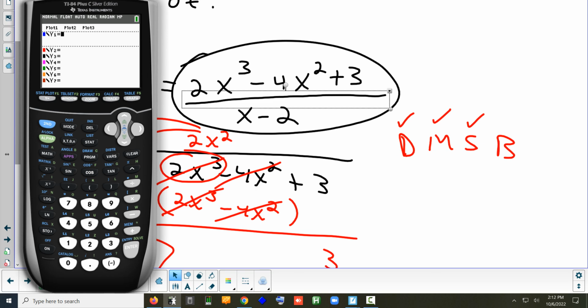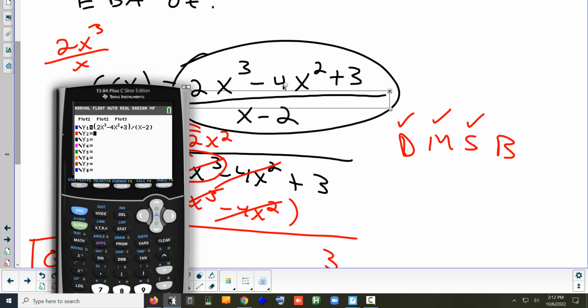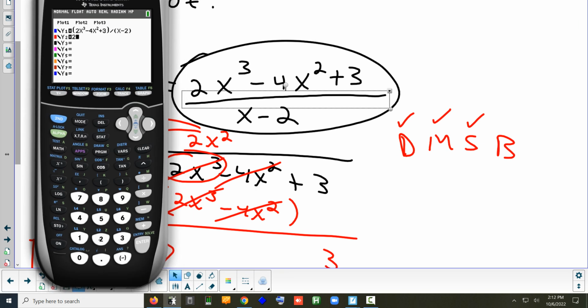So whenever you type in a fraction, always put it in parentheses. So 2x cubed minus 4x squared plus 3, divided by x minus 2. Now graph the EBA, 2x squared. And I'll try zoom 6. I might have to adjust it. Let's see what happens.